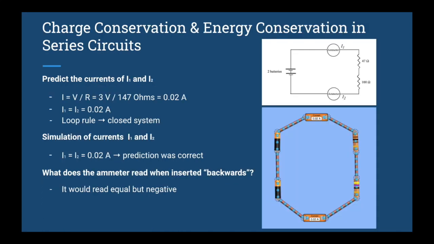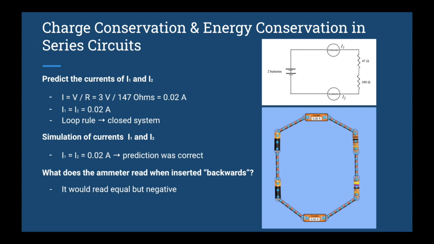In the first part of the lab, I explored charge conservation and energy conservation in a series circuit. I was able to predict the currents of I1 and I2 given I equals V divided by R. Given the values of V and R, I was able to calculate and predict that the value of I would be 0.02 amps. I was able to conclude that I1 and I2 would be equal given the closed system and therefore being able to utilize the loop rule. I provided my computer model on the bottom right hand of the screen and found that my prediction was correct and that the values of I1 and I2 would equal 0.02 amps.